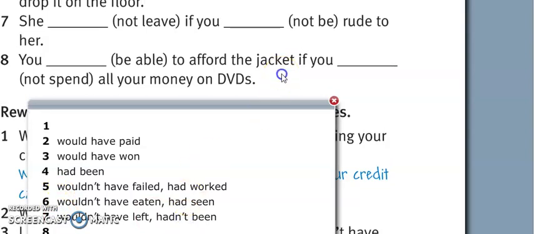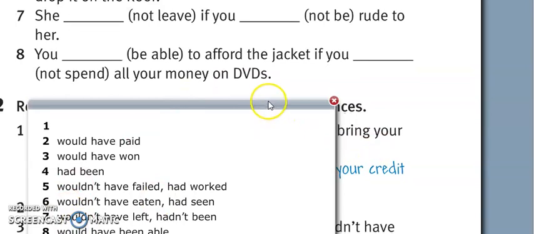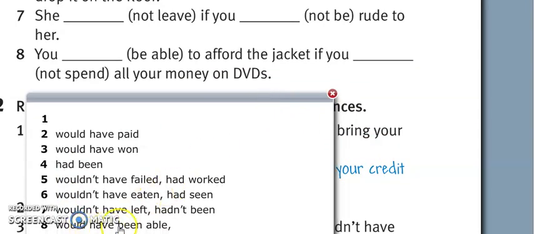And number 8: you be able to afford the jacket if you not spend all your money on DVDs. You would have been able to afford the jacket if you hadn't spent all your money on DVDs. Okay. Would have been able, and here we have hadn't spent.